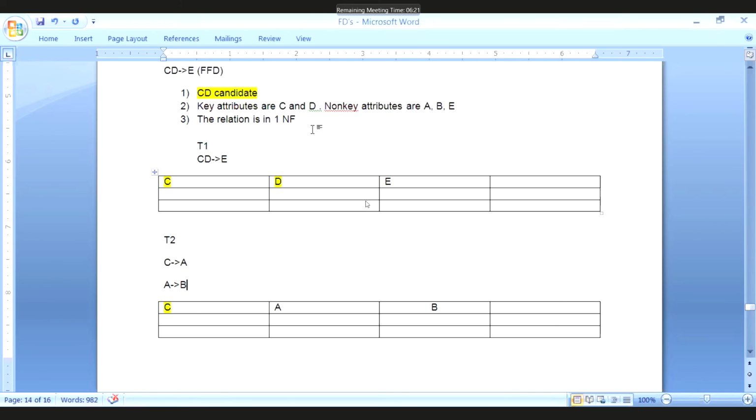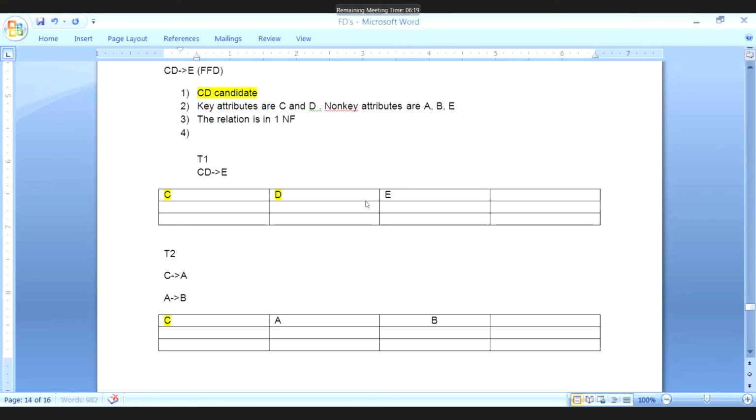Now next, what do I have to check? What was the fourth step? The fourth step was decompose the table and check for dependency preservation, and what else? Lossy or lossless. Done. This checking is over.